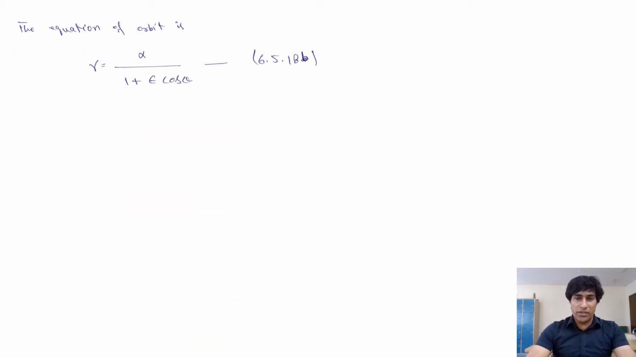I took the equations from your book and mentioned the equation numbers, which are the same as in your book. This is the equation of the orbit: r equals alpha divided by 1 plus e cos theta, where e is the eccentricity. The equation number is 6.5.18b.